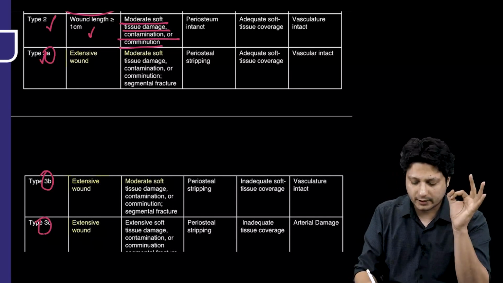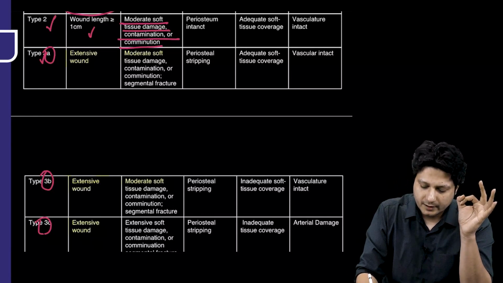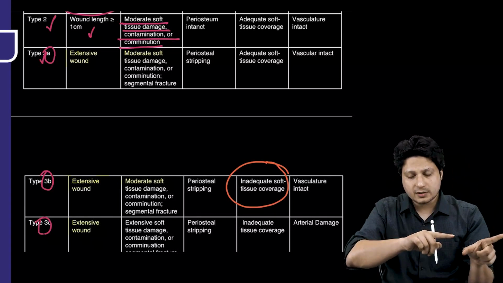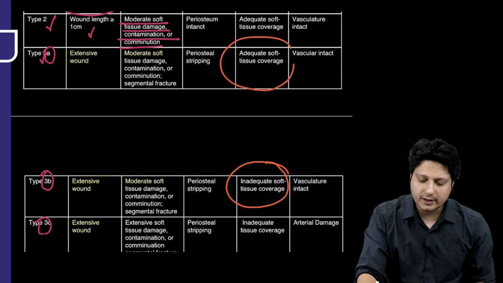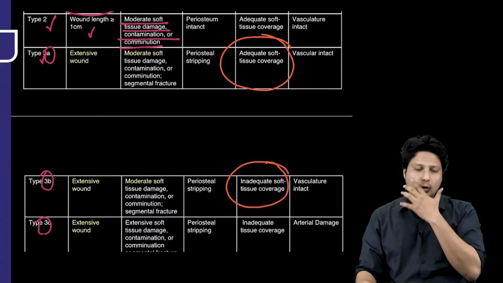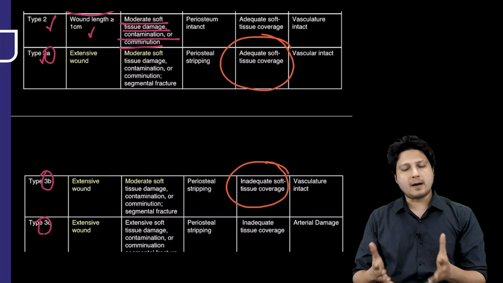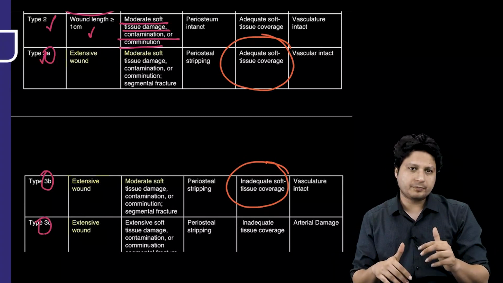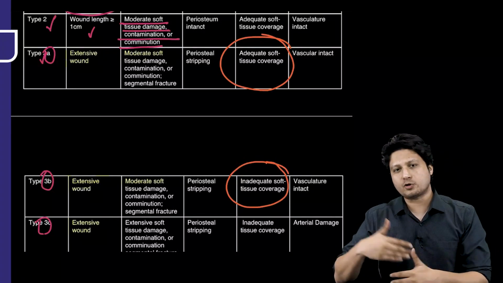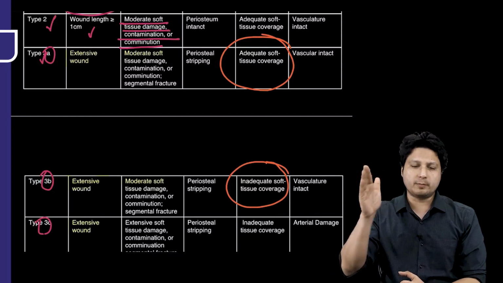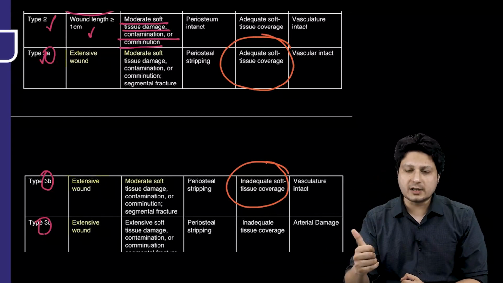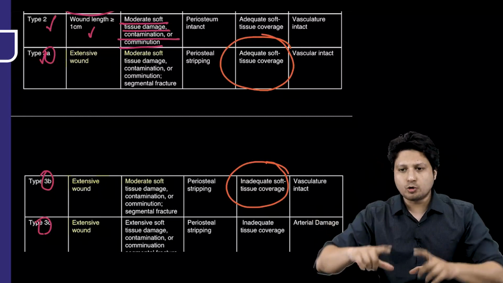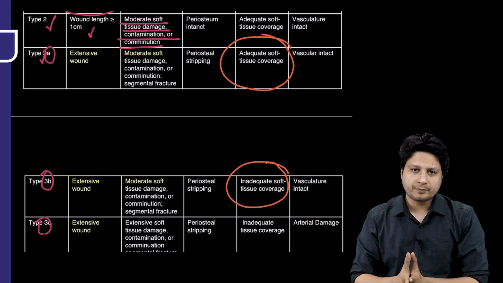But what is more importantly appearing over here is the inadequate soft tissue coverage in case of type 3B injuries, while there is adequate soft tissue coverage in case of type 3A injury. Although the examiner is not going to ask directly about the type 3B and type 3A comparison, because more or less both of them appear to be the same, the prognosis would be different because type 3B injuries are considered to be more extensive. There is more extensive damage to all the soft tissues surrounding the bone.